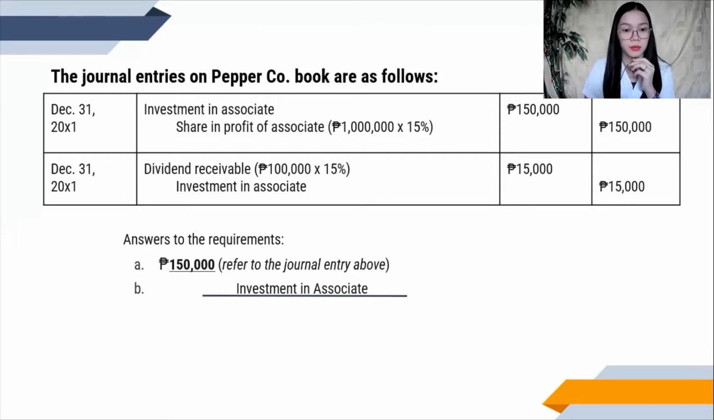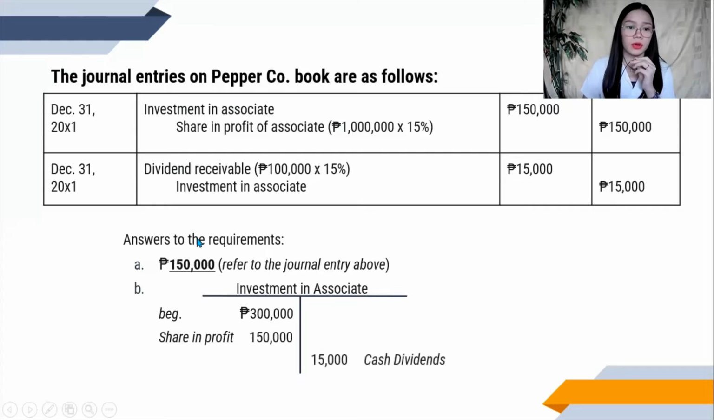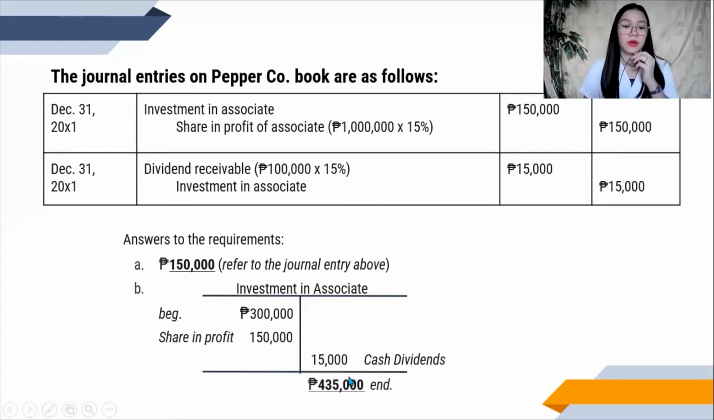So, magti-T account tayo. So, nung beginning daw, yung carrying amount ng investment is 300,000. Tapos, nagkaroon tayo ng share in profit. Ito siya, na 150,000. And then, nung December 31, nagkaroon ng dividend. Nag-declare ng dividend si Morgan Company. So, i-deduct natin siya sa carrying amount ng investment in associate account natin. So, we have 435,000 balance at the end of the reporting period.